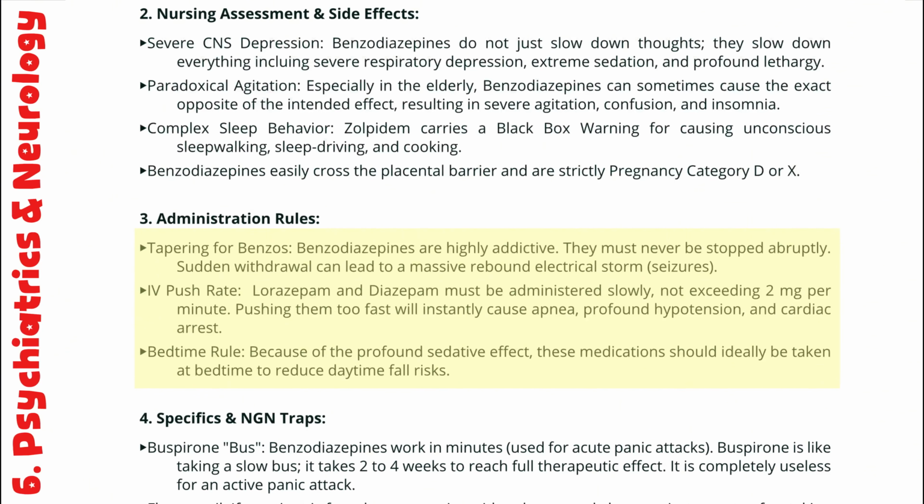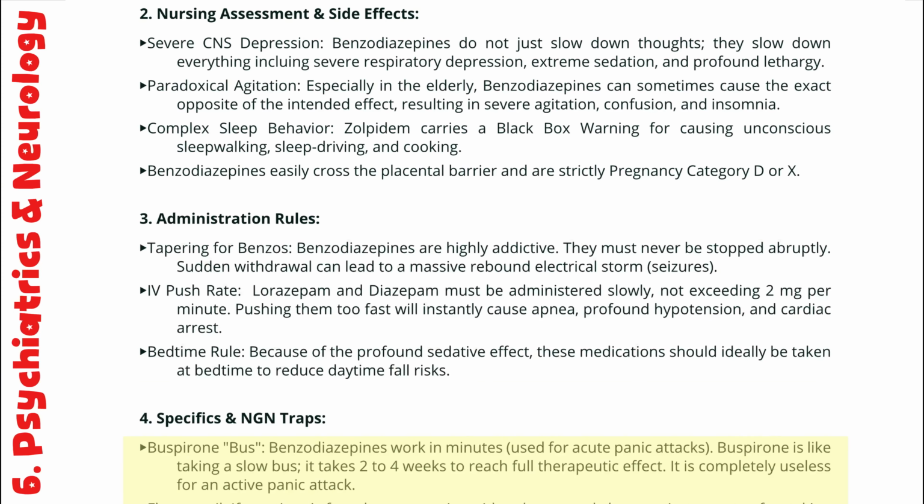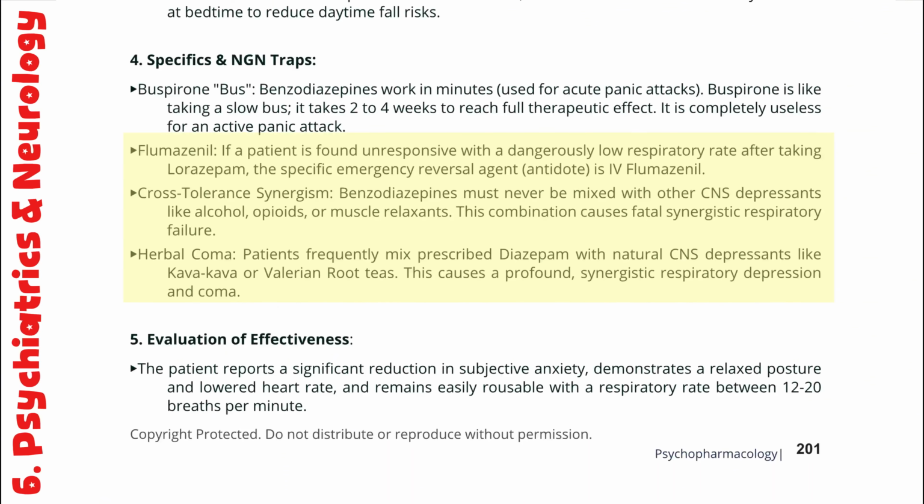That's a rebound seizure risk. IV push for lorazepam or diazepam stays under 2 milligrams a minute, or you risk apnea and cardiac arrest. Dose at bedtime to reduce fall risk. Benzos work in minutes. Buspirone is a slow bus, 2 to 4 weeks to full effect, completely useless for an acute panic attack. Flumazenil is the benzodiazepine reversal agent.